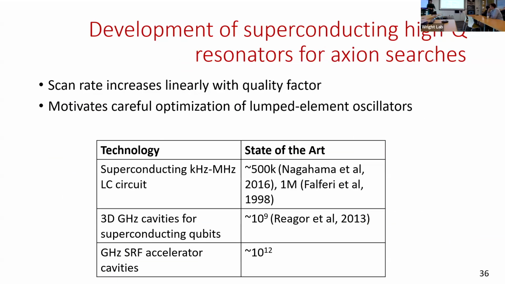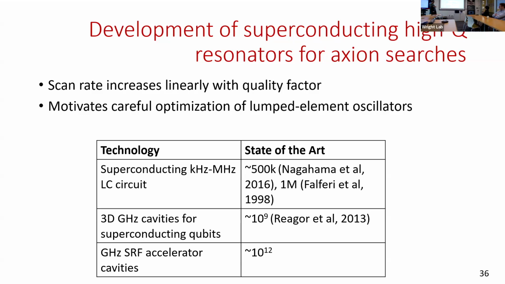So why do we need a resonator? Well, the scan rate of an axion search goes linearly with the quality factor. And so the higher the quality factor you have, the faster you can get down to the QCD axion line, for instance. There's been a lot of work on superconducting cavities and resonators at gigahertz frequencies.